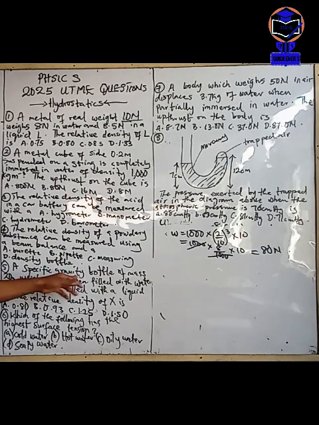The specific gravity bottle of mass 20 grams weighs 28 grams when filled with water and 30 grams when filled with a liquid S. Find the relative density of the liquid S. What is S actually? The specific gravity bottle of mass 20 grams weighs 28 grams when filled with water, and 30 grams when filled with liquid S. So S is the liquid.